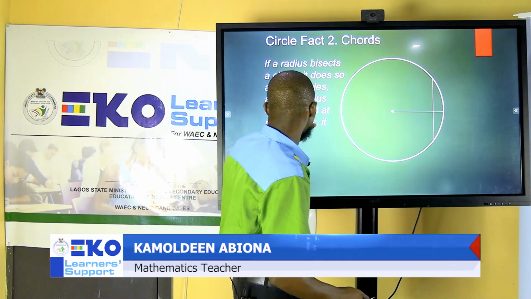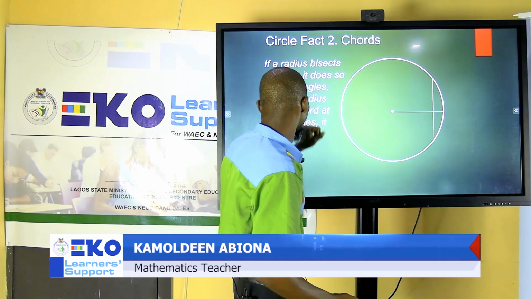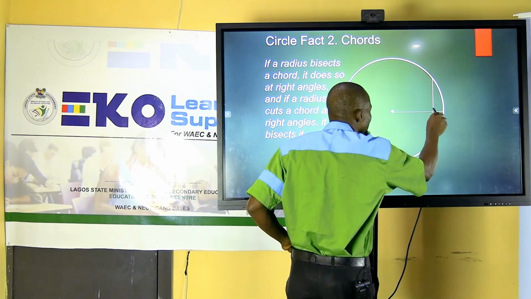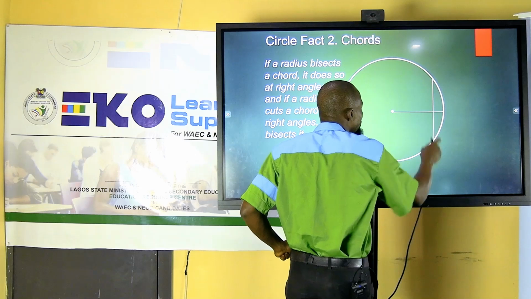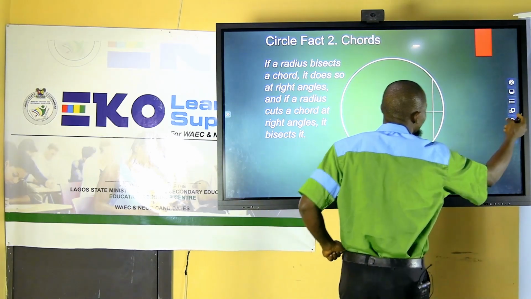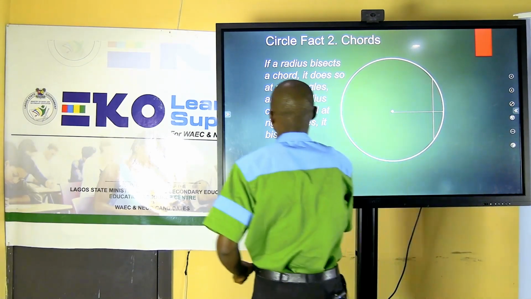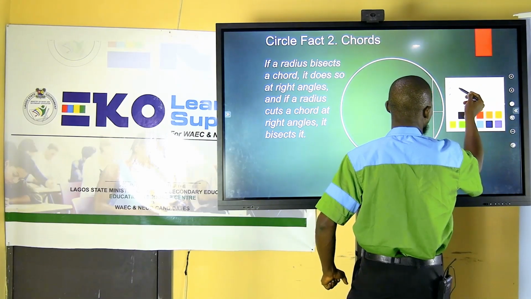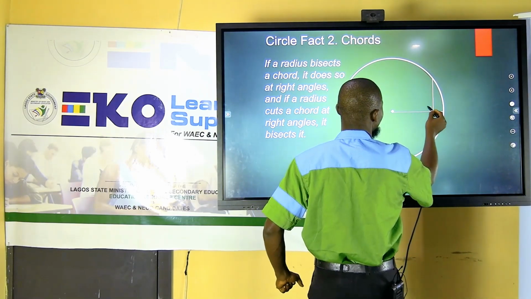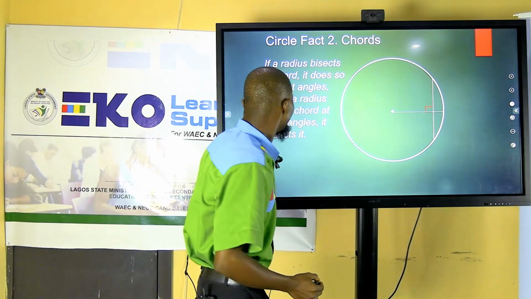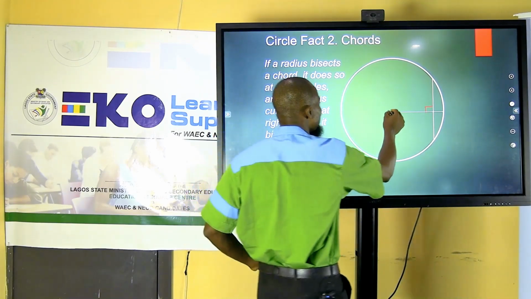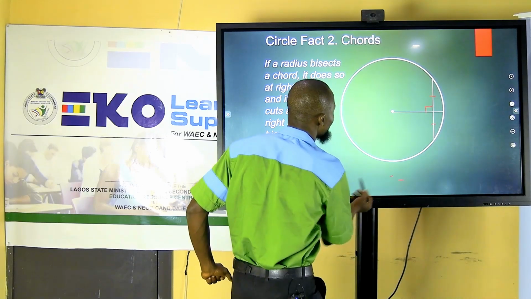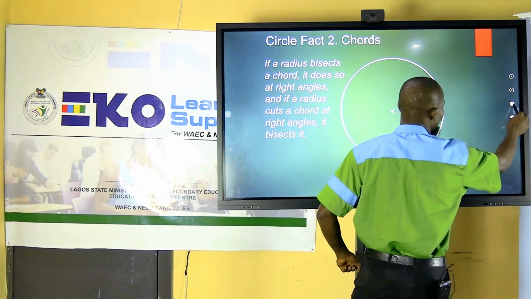A diameter is a special chord, but this is not a diameter. So, if a radius cuts a chord at right angles, it bisects it. If this particular radius cuts this at right angle, this is 90 degrees. So in that case, this particular radius bisects the chord. So that is the concept.